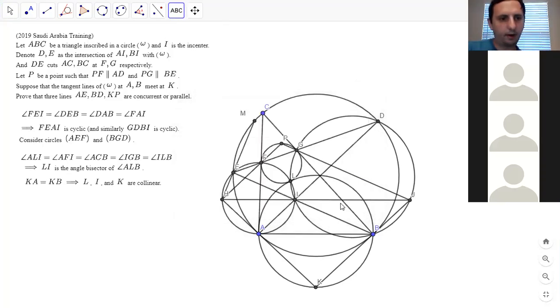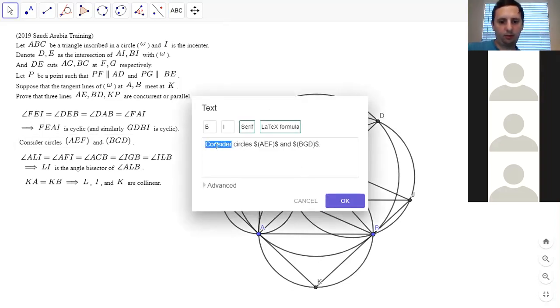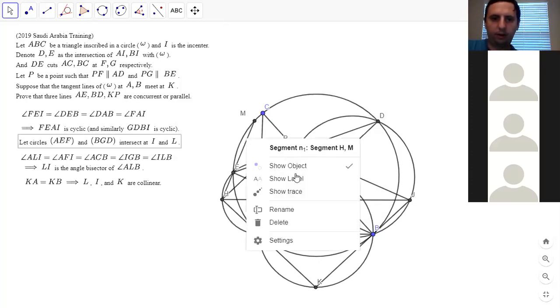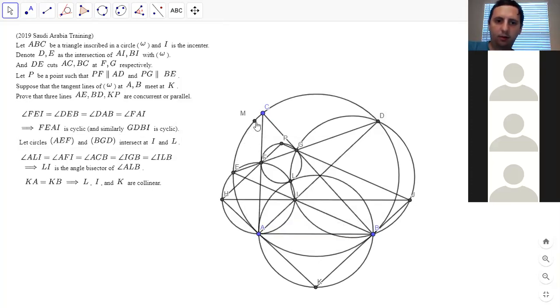So actually, let me define L. And actually, do I even need to show that FEAI is cyclic? Yeah, I want to show that that's cyclic. So I'll say, let those circles intersect at I and L. Okay, all right, I'm just going to delete this for now. I think it would have worked, but I think this is good enough.